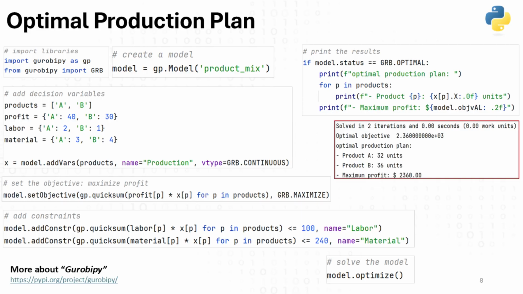In the red box at the bottom right, you can see the final output. The solver found the answer in a fraction of a second, [suggesting a production of X units of] Product A and 36 units for product B, resulting in that maximum profit of $2,360. This script provides a repeatable template you can use for any similar business problem.